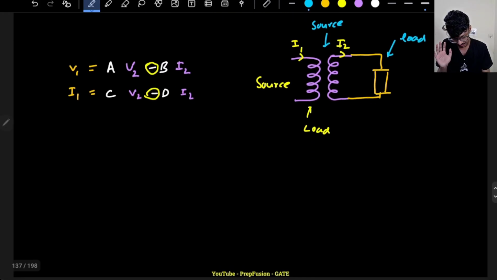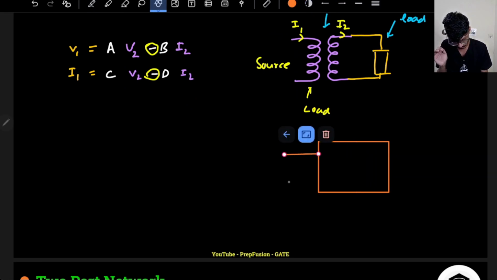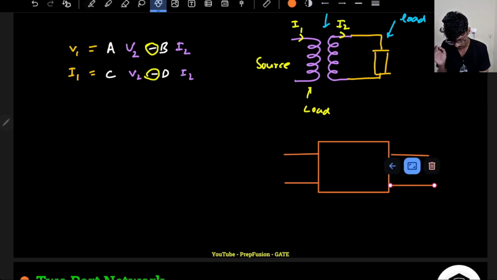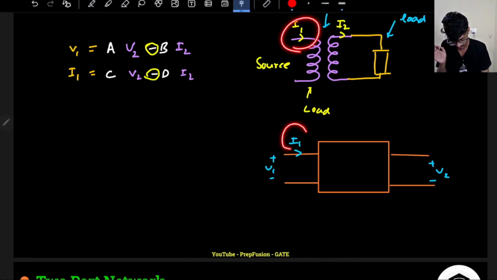Looking at the direction of the current in any previous two-port network, the voltage is fine, voltage does not have any problems. So this is the voltage V1, this is the voltage V2, and the direction of the current is incoming. So this is fine, this does not have any problem. So this direction and this direction is fine.